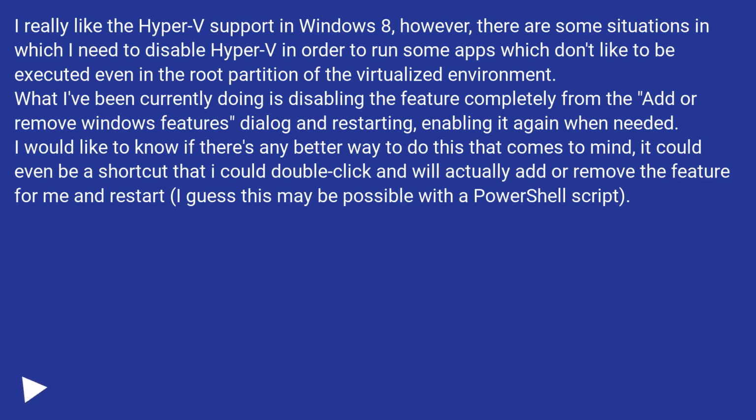virtualized environment. What I've been currently doing is disabling the feature completely from the Add or Remove Windows Features dialog and restarting, enabling it again when needed. I would like to know if there's any better way to do this that comes to mind. It could even be a shortcut that I could double-click and will actually add or remove the feature for me and restart. I guess this may be possible with a PowerShell script.